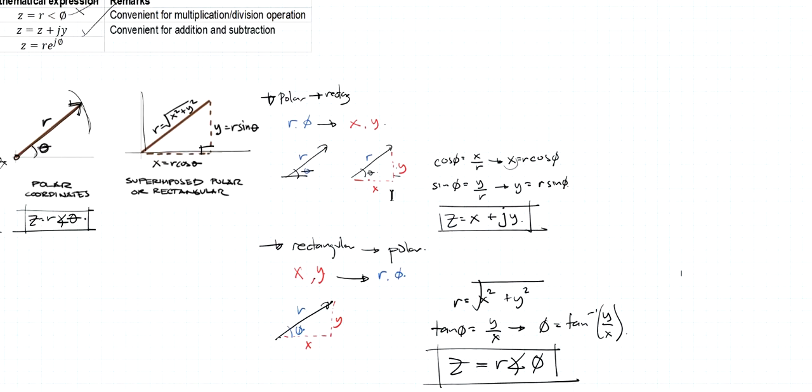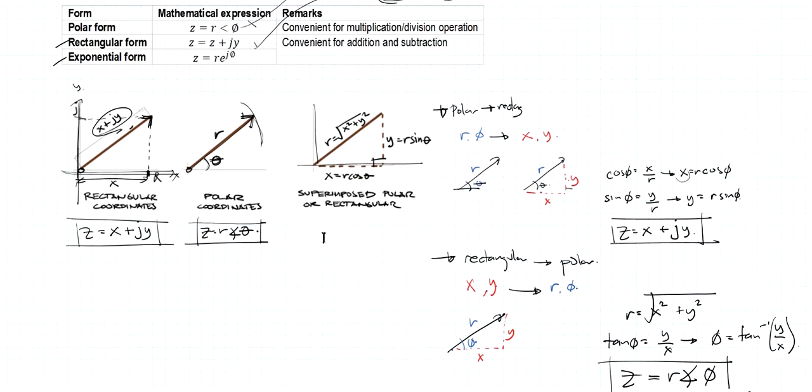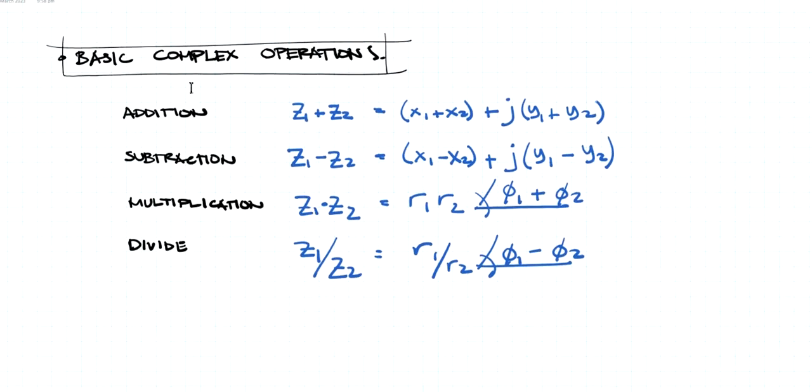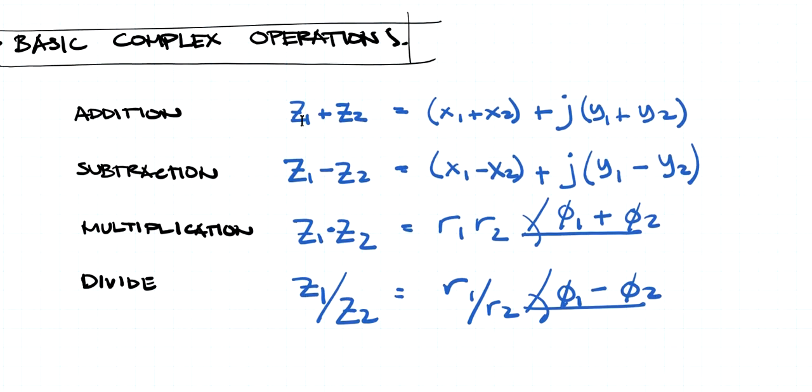Okay, so as I've said, we need to convert the forms because in some operations like multiplication and division, it's more convenient to work with polar forms, and for addition and subtraction, it's more convenient to work with rectangular forms. Okay, so to review some basic operations, let's say addition and subtraction.